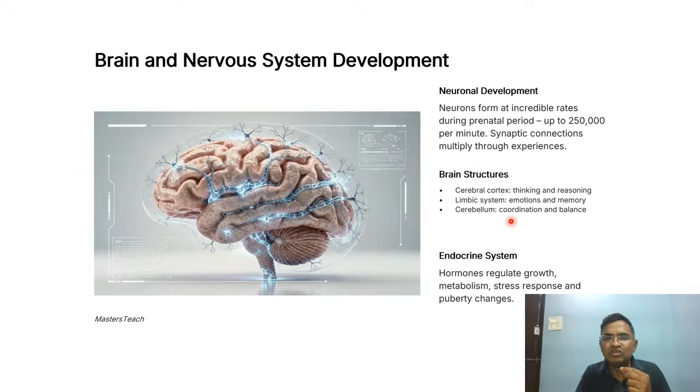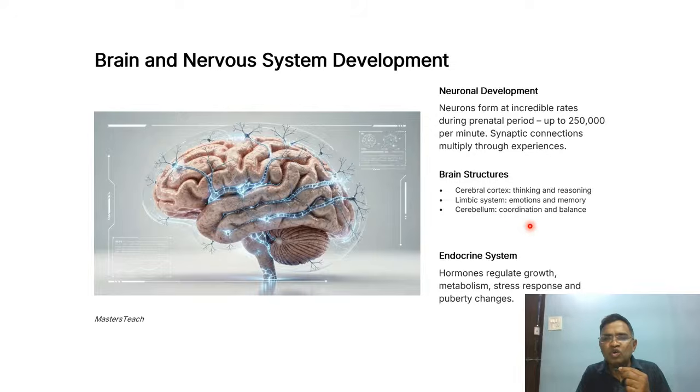So the brain structure is divided into three parts: cerebral cortex, that is thinking and reasoning. Then limbic system, it is the emotions and memory. Then cerebellum, coordination and balance.